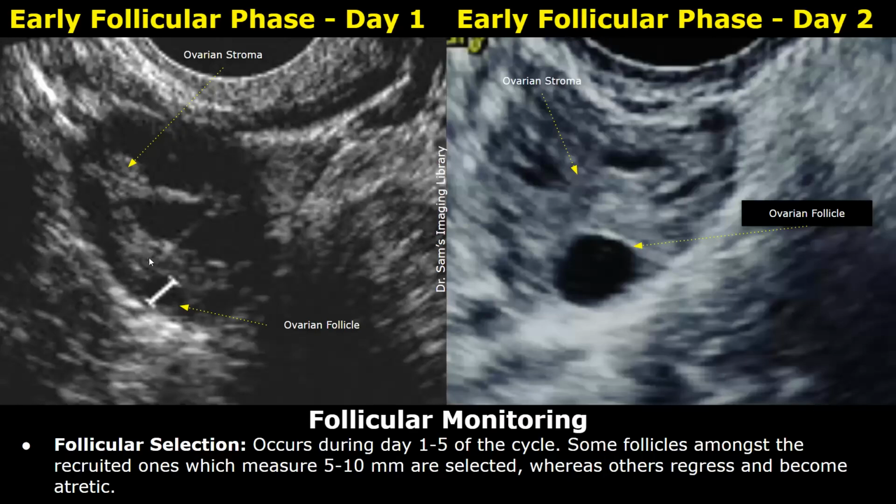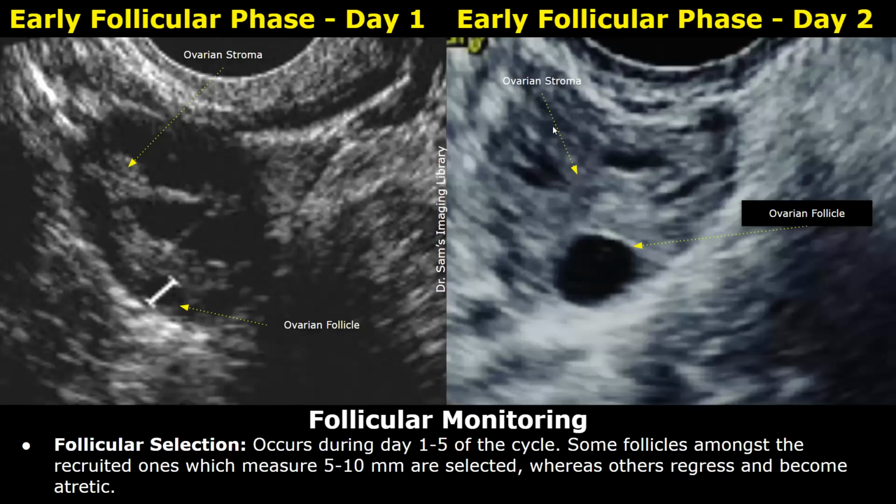During the first 5 days of the cycle, a process known as follicular selection starts. Some follicles from the recruitment process that occurred at the end of the previous cycle measure 5 to 10 millimeters during this time. These follicles are selected to grow further, whereas the smaller ones that measured below 5 millimeters regress in size and become atretic.